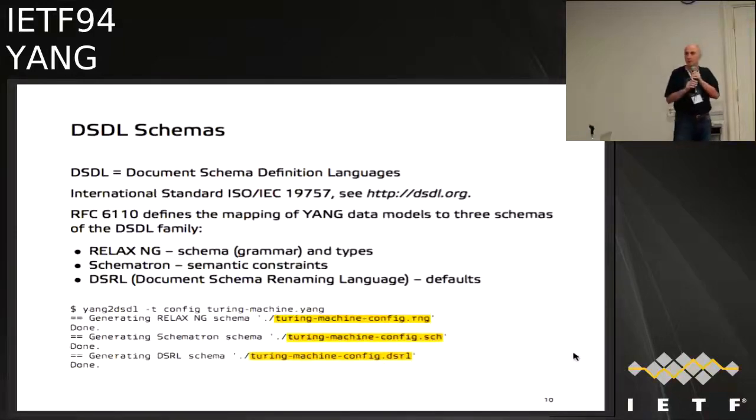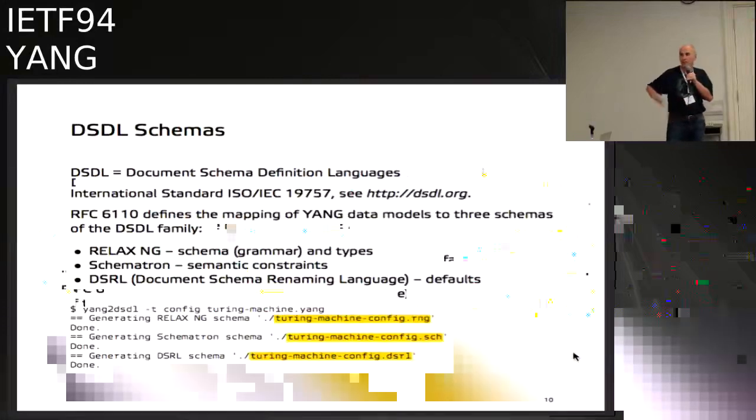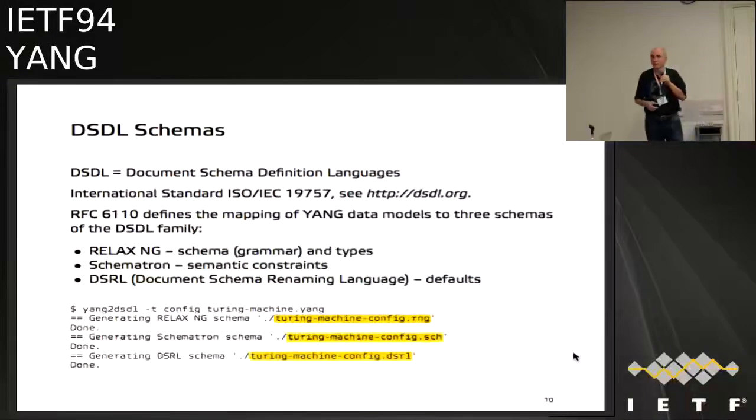This plugin actually produces 3 schemas that are part of the DSDL standard. It's a RELAX NG schema that's used for checking grammar, the schema itself, and data types that Carl talked about previously. Then another schema is about semantic constraints, which is Schematron, another well-known XML schema language. And then the third part, which is not very common so far, is used for adding defaults to the instance document. I will again explain why this is necessary and how it works on the next slide.